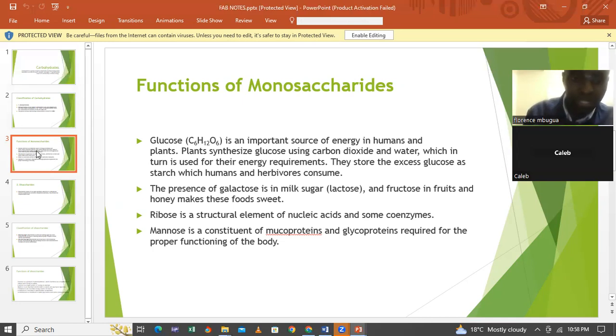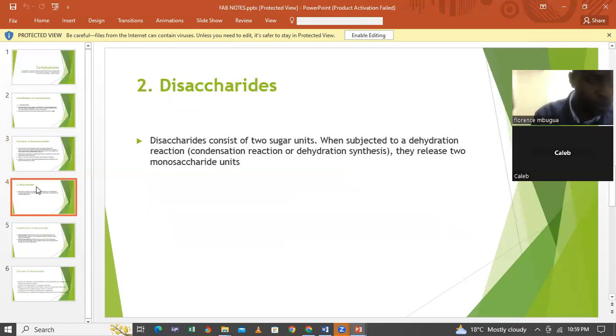The second function is the presence of galactose in milk or sugar, and fructose in fruits and honey, which makes this food sweet. So anytime you taste sugar or any fruit, what makes it sweet is the presence of galactose or lactose, and that is what gives it the sweet taste. The third function is ribose is a structural element of nucleic acids and some coenzymes. The last one is mannose is a constituent of proteins and glycoproteins required for proper function.